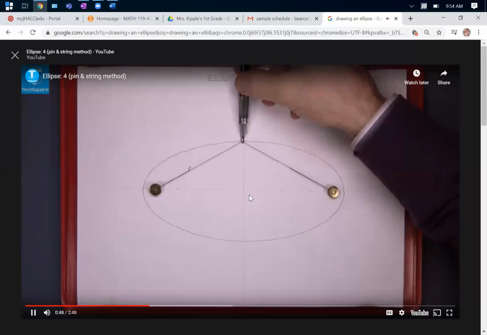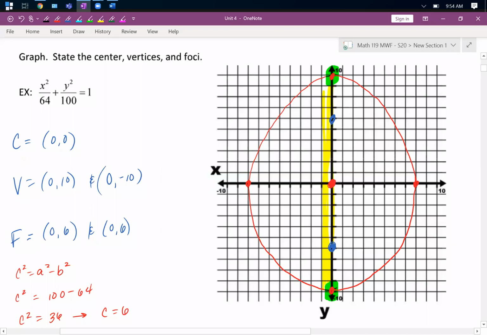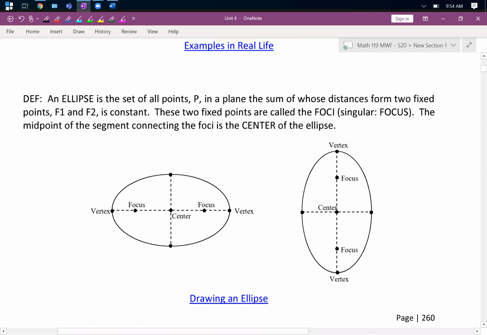So the foci are the points by definition. If we go back and really look at the definition of our ellipse, the definition of a circle says a circle is a set of all points a fixed distance away from a fixed point. The fixed distance is the radius, the fixed point is the center. An ellipse is the set of all points, the sum of whose distance from two fixed points is constant.